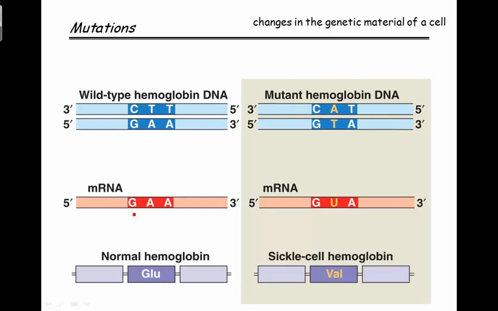Notice that in someone that does not have sickle cell, we've got this amino acid here, which is glutamate. And then in someone that does have sickle cell, they have a different amino acid there. They have valine.